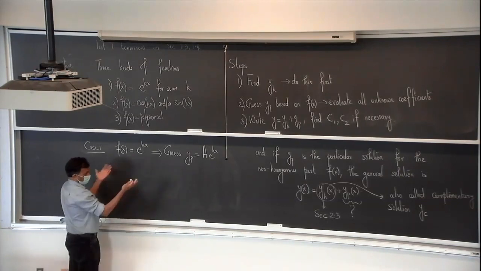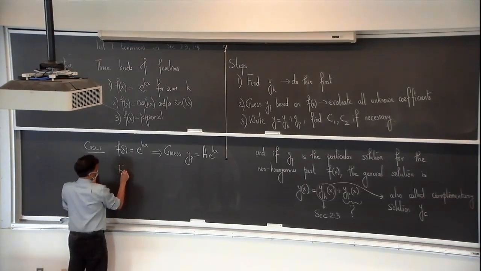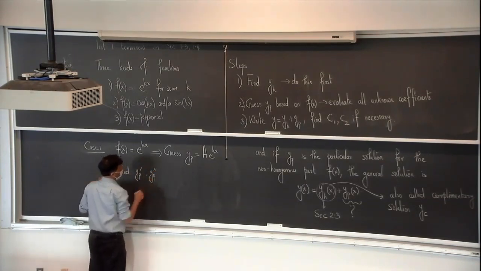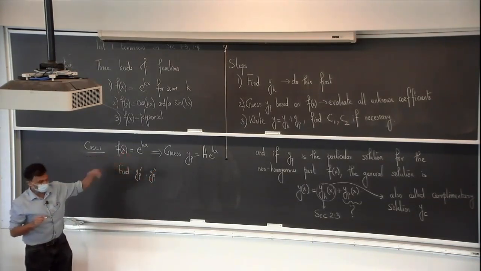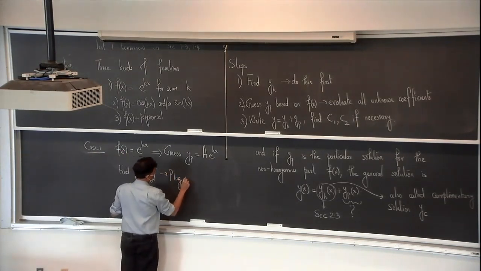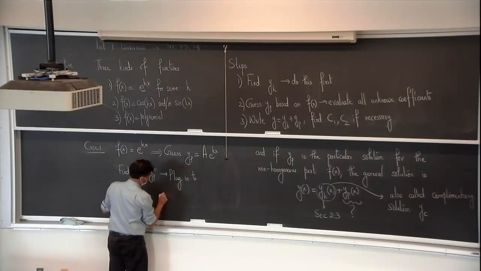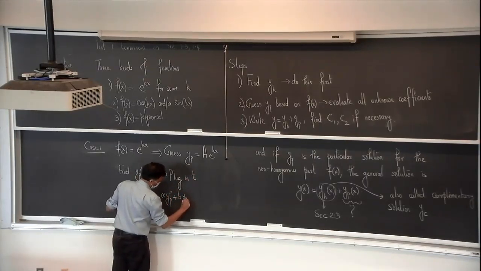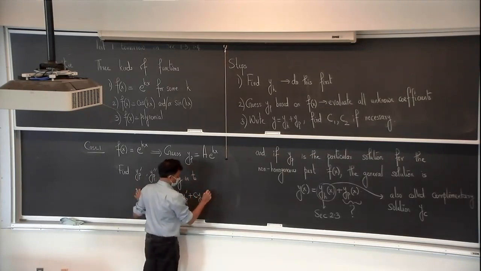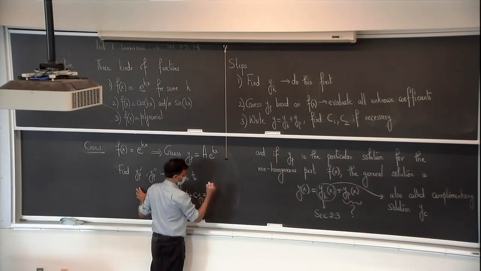What do you do then? You find yp prime, yp double prime. This is a second order equation. Okay. Plug into the differential equation a yp double prime plus b yp prime plus c yp equal to your function f of x.